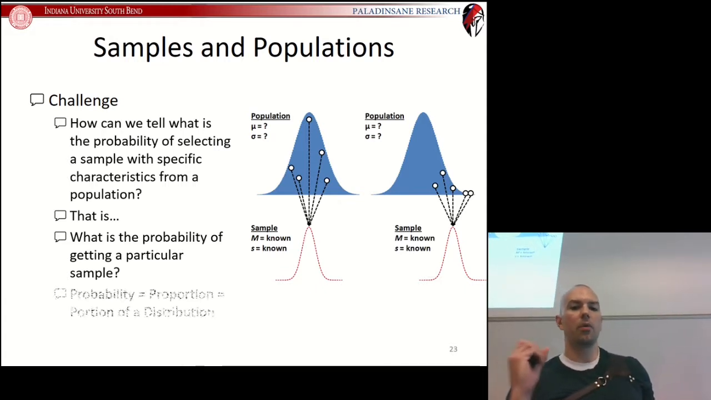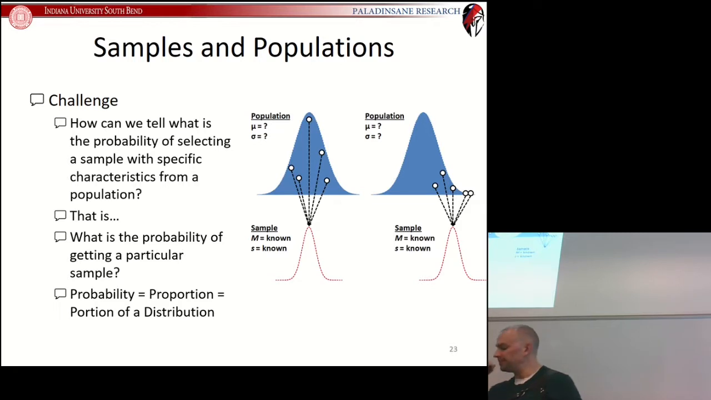And if you recall, when we think of probability, we want to think of a proportion. When we think of a proportion, we want to think of a proportion of a distribution.